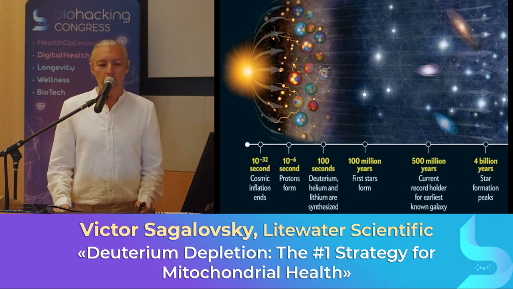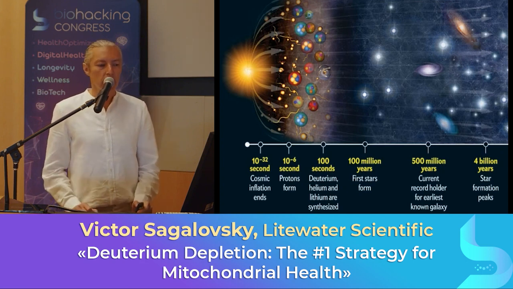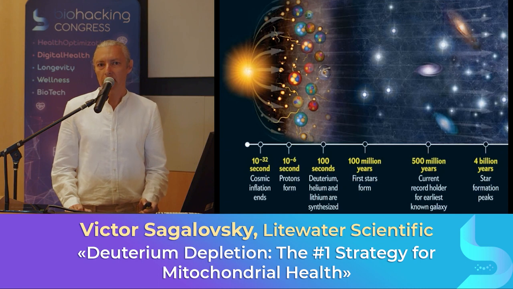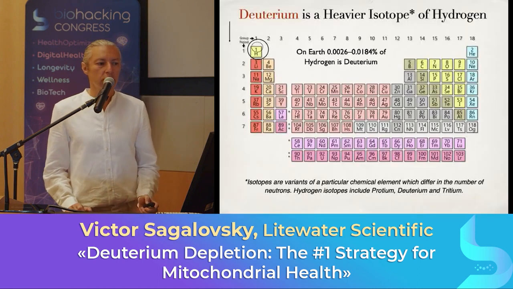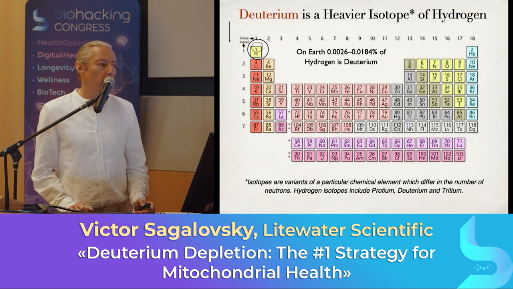When the universe cooled, in the first few minutes, it got stuck on its way to being transformed into helium, and here it is. So we pretty much have the same amount of deuterium now as we had at the beginning of the universe. But what is deuterium, really? So as you can see here, we have the first element.